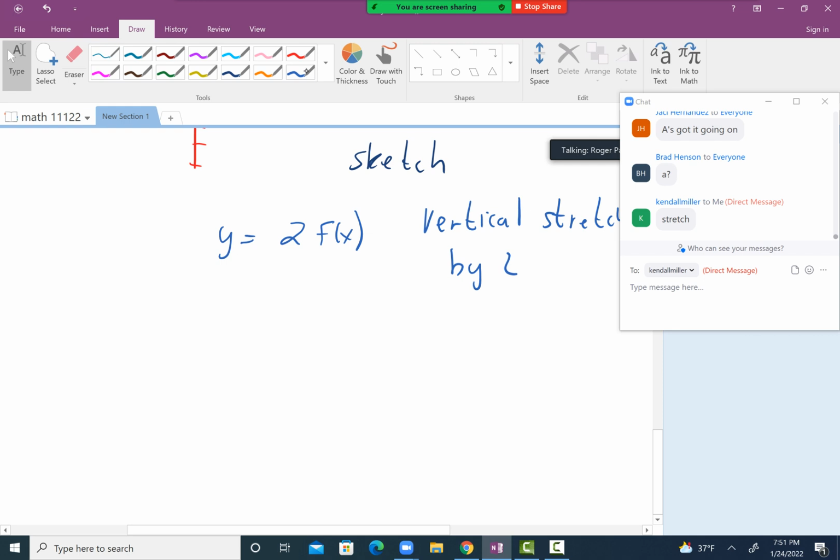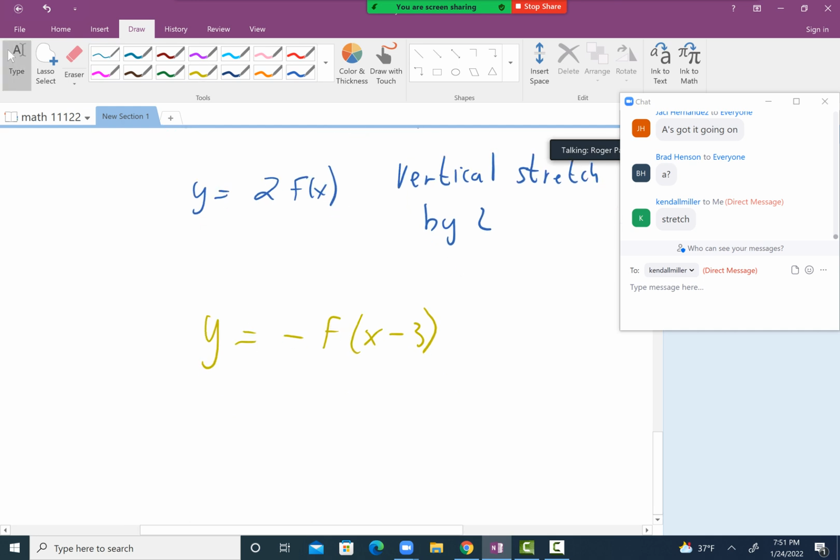Okay, let's look at another one. So the same thing, same U shape. I'm going to go like this. Y equals negative f of x minus 3.